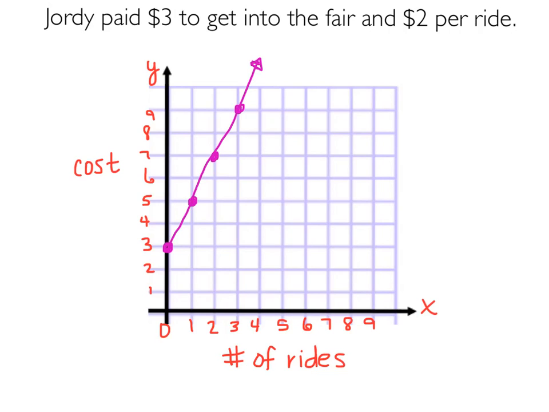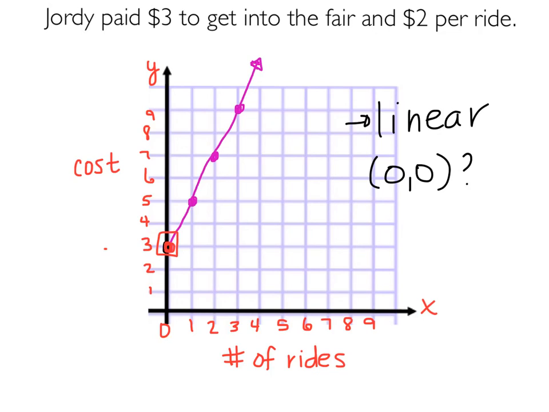Now, the first thing that you might notice is that it is linear. It does make a line, so usually that makes it proportional. But does it go through 0, 0? It does not. It starts up here, right here. So this is not proportional just because of that 3. It started at the 3, then it was going up by $2 a ride, but just because of that 3, that makes it not proportional. So that's what a graph looks like of a not proportional situation.